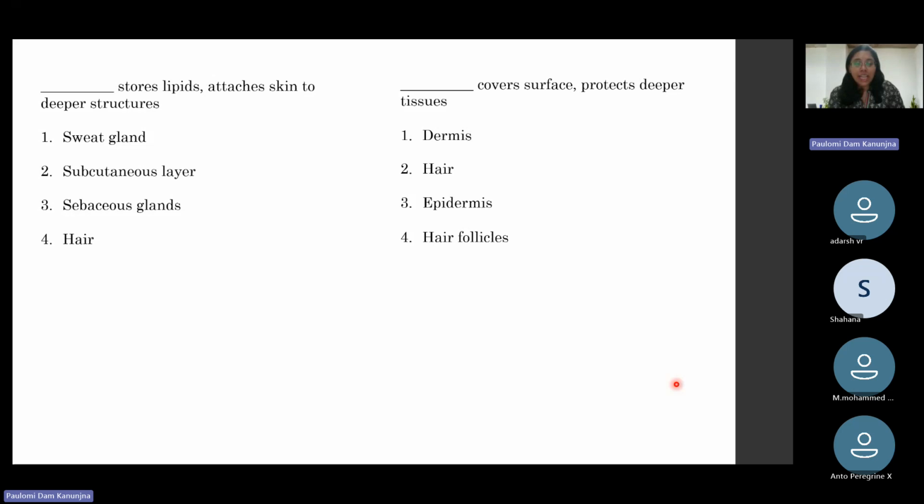So first one is dash stored lipids, attaches skin to deeper structures. So which of these stores lipids? And the second one is dash covers surface, protects deeper tissues. So one protects deeper tissues and one is attaching the skin to the deeper tissue.